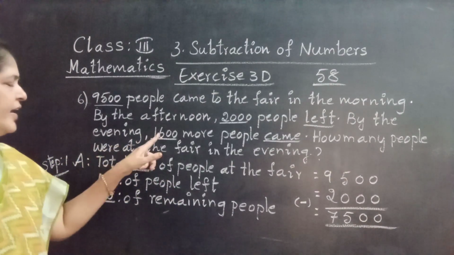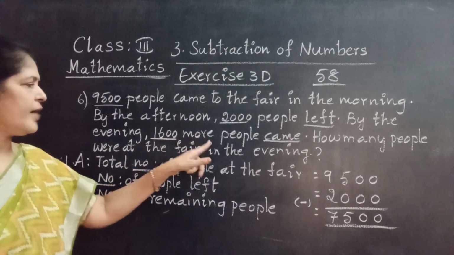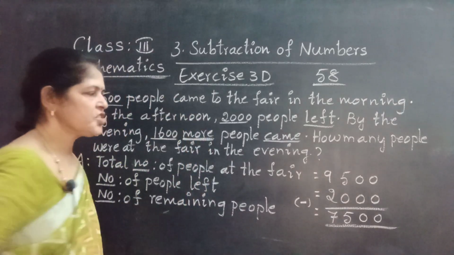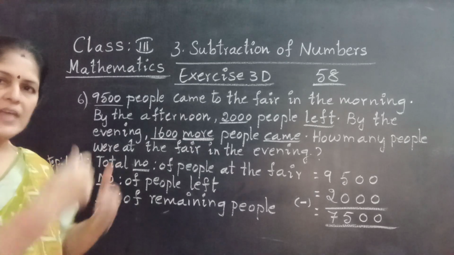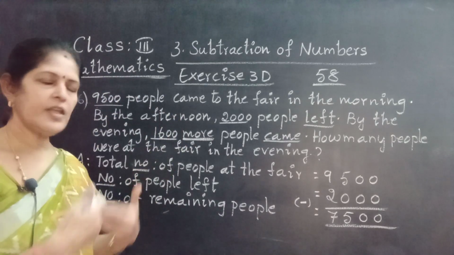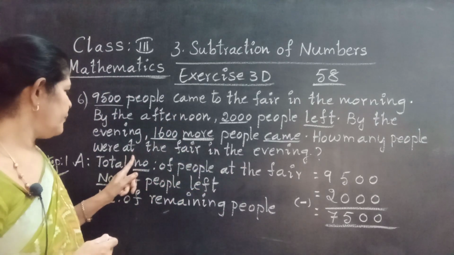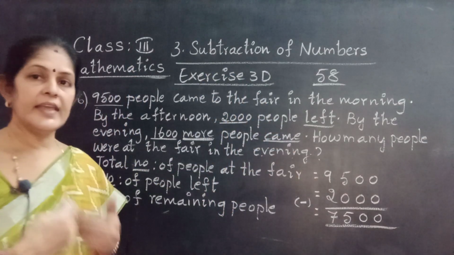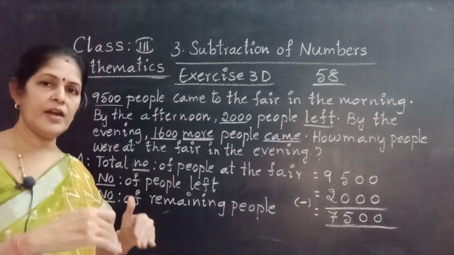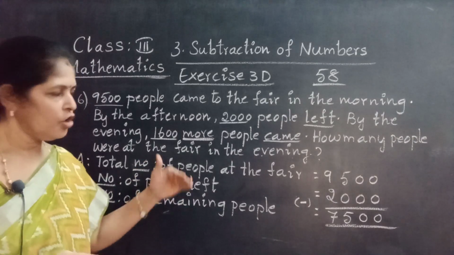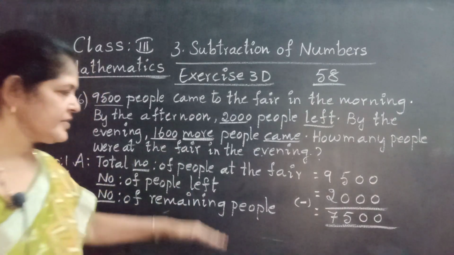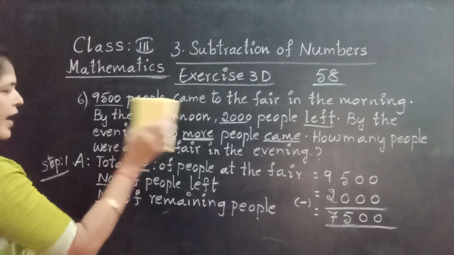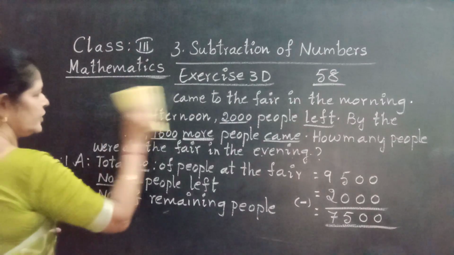By the evening, 1,600 more people came. More is an addition word. Again, some people are coming to the fair. How many people were at the fair in the evening? Okay? Go to the second step. This is the first step. Continuation of the answer. I am going to rub the question.